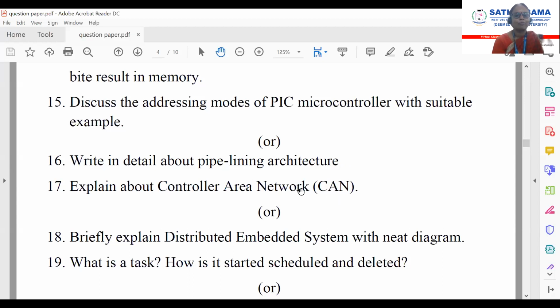Again, they ask about CAN, controller area network. See the same question, last year's question also repeated here: briefly explain distributed embedded system with a neat diagram.